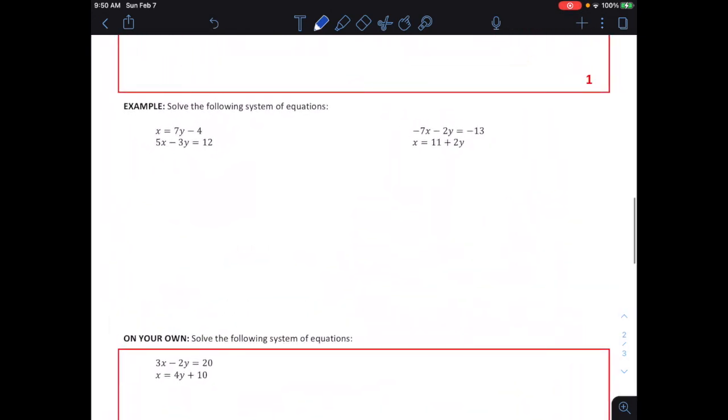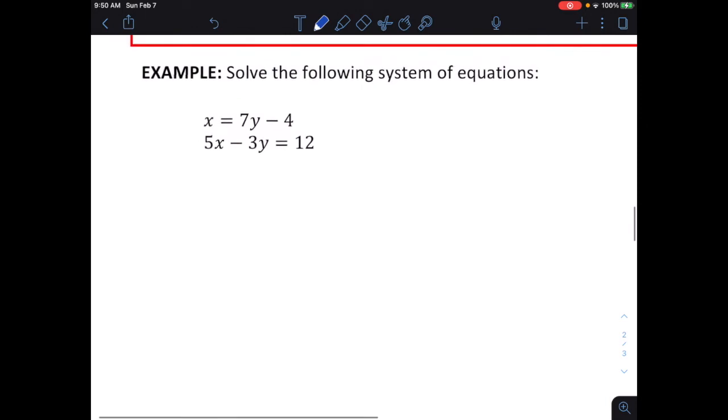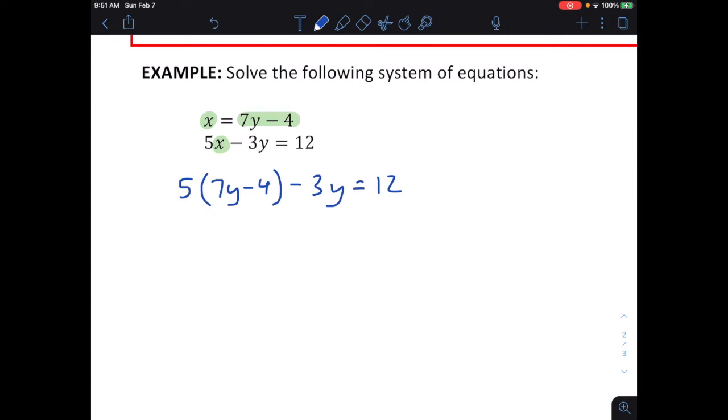All right, the next two examples, you'll notice that instead of being y equals, now we have x equals. And y equals and x equals, we treat them exactly the same way. But in this case, since we have an x and it's equal to that, we're going to replace the x down in the lower equation. So we're going to have 5 times 7y minus 4 minus 3y equals 12. Okay, so we're going to do the exact same thing that we just did, except this time we're replacing the x instead of the y.